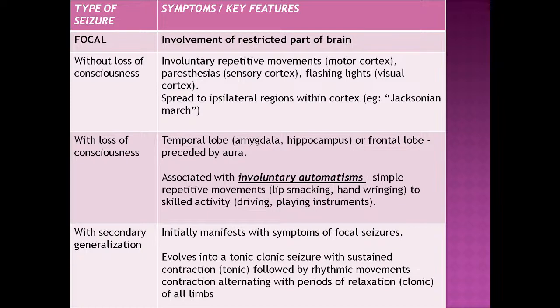Here they evolve into a tonic-clonic seizure with a sustained contraction, which is the tonic phase, followed by rhythmic movements, which is the clonic phase, contraction alternating with periods of relaxation. Can you imagine this? Suddenly all the muscles go absolutely taut and then they start shaking vigorously. So there is a contraction and relaxation which happens. That's the classical generalized tonic-clonic seizure.